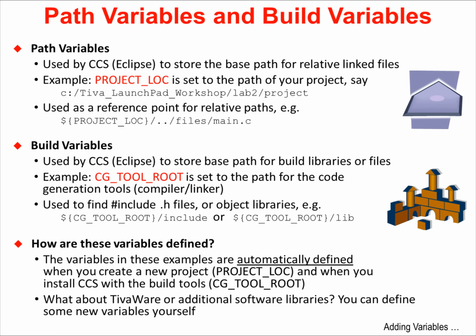Build variables are used by CCS to store the base path for build libraries or files. CG tool root is set to the path for the code generation tools, which are the compiler and the linker. This is used to find your header files and any other object libraries. These two variables are automatically defined when you create a new project and when you install Code Composer with the build tools. Tivaware and any additional support libraries will require you to create some new variables yourself.